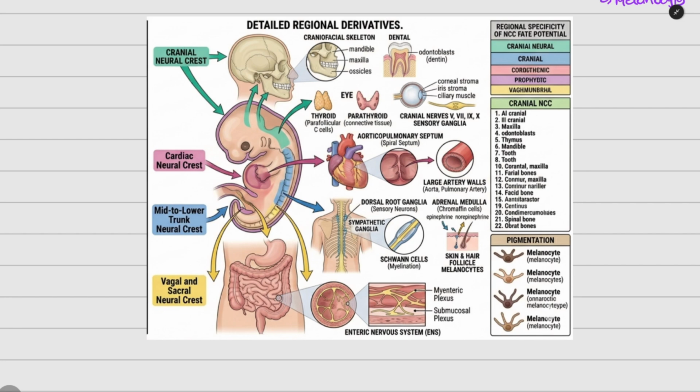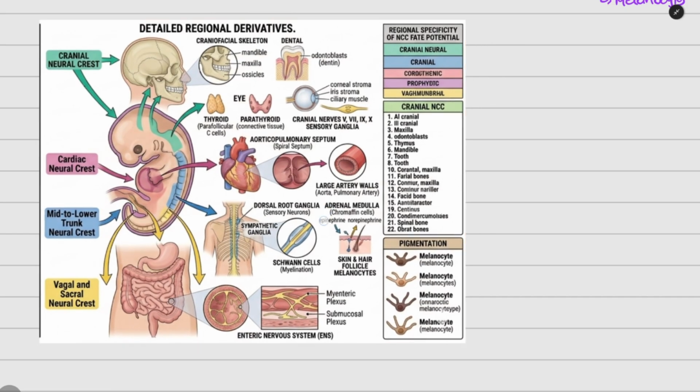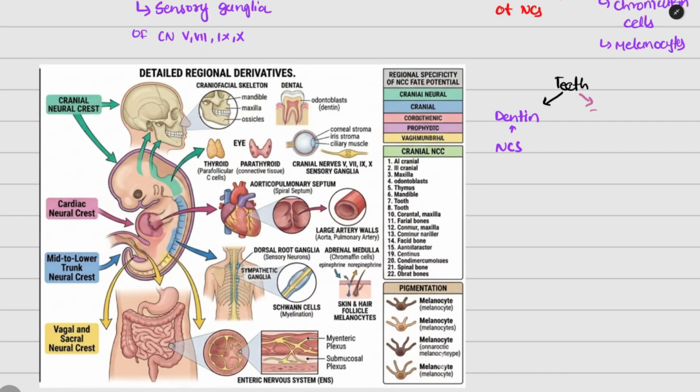Let's revise the neural crest cell derivatives. So we have cranial neural crest which forms facial and cranial bones except the occipital bone. Then it forms odontoblasts and helps to form the dentin of the tooth. So now we know that tooth dentin is derived from neural crest cells, and we saw earlier that enamel is derived from surface ectoderm. And next we have connective tissue of the thyroid, parathyroid, and thymus.